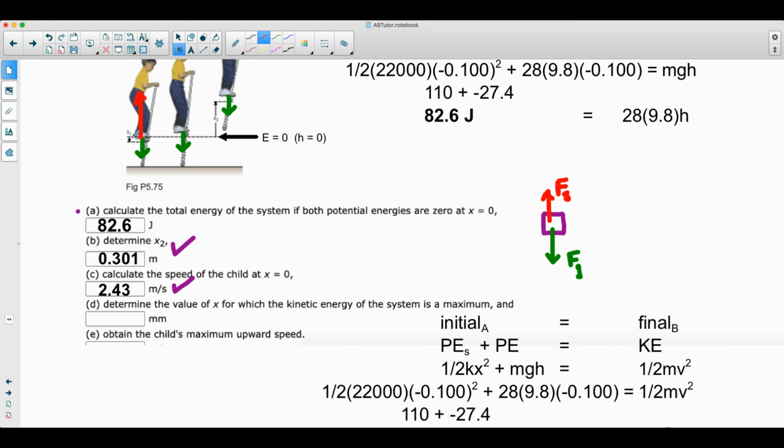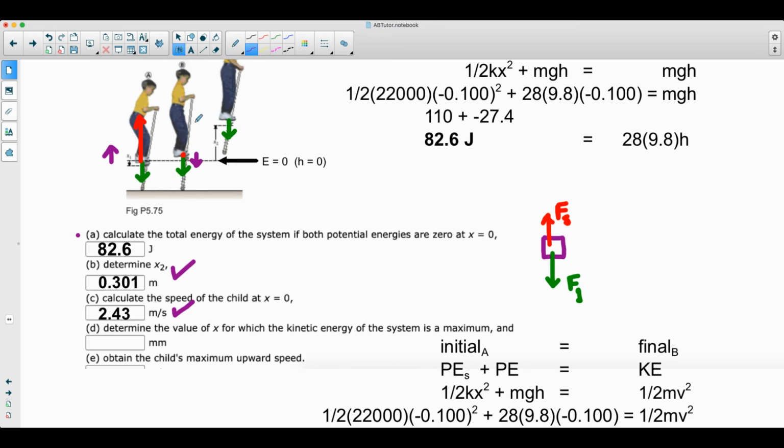Now, that's the only way he's going to accelerate upward, which he does. So he's going to have a net force upward. At this point, the spring has gone to its equilibrium position. There is no force upward. So at this point, he actually is going to be accelerating down.